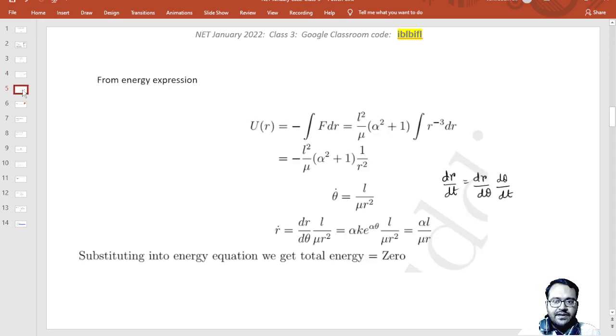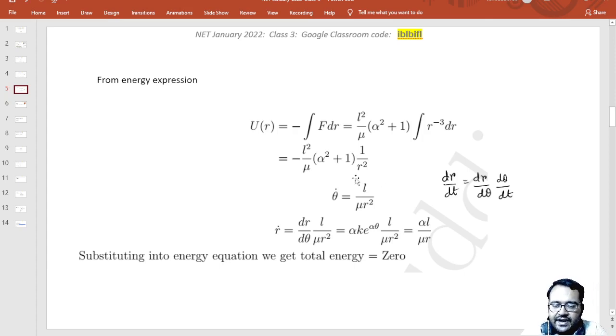Finally, energy. How will we do this? U is the potential energy. To get the potential energy, you just integrate the force dr with a negative sign. Then that is there, 1 by r square.